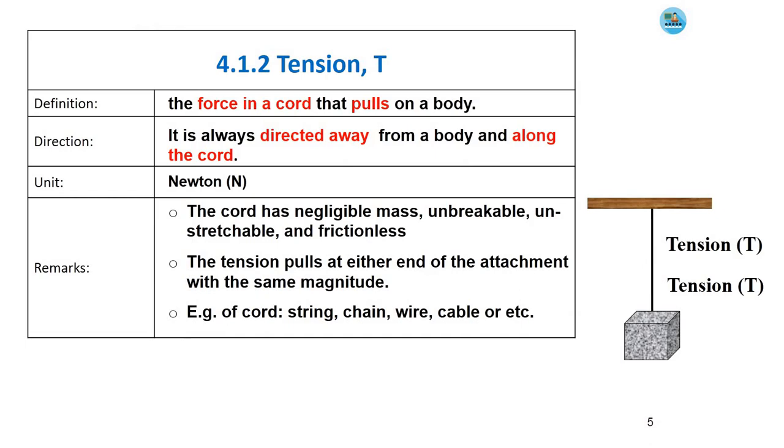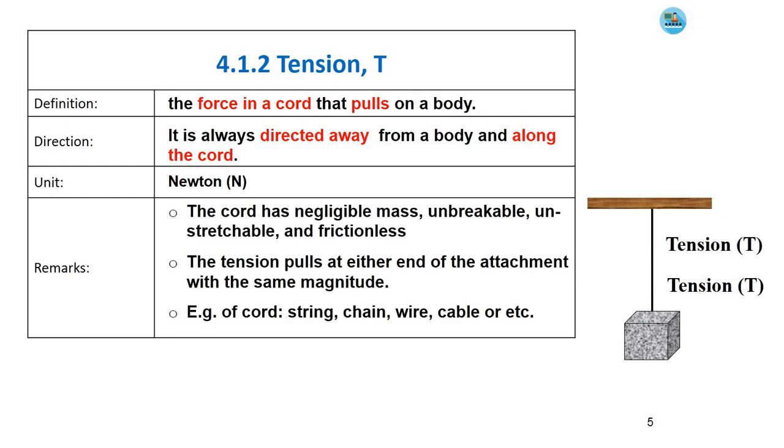4.1.2 Tension is the force in a cord that pulls on a body. It is always directed away from the body and along the cord. Unit is Newton. The cord has negligible mass, and is unbreakable, unstretchable, and frictionless. The tension pulls at either end of the attachment with the same magnitude. For example, string, chain, wire, cable.